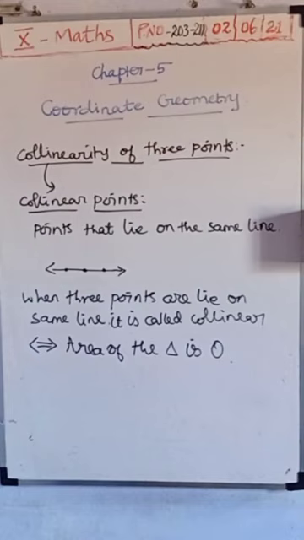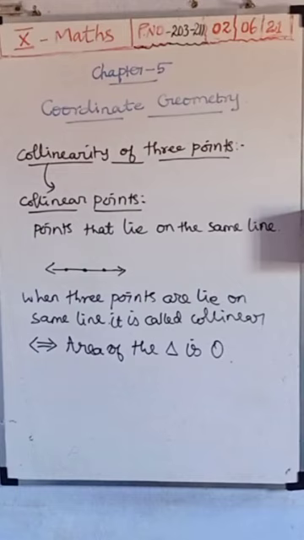Then, what is meant by coordinate geometry? Coordinate geometry is also called analytical geometry, and it is a branch of mathematics. In coordinate geometry we use algebraic expressions. Okay, so now here we are going to learn these collinear points and the area of the triangle.